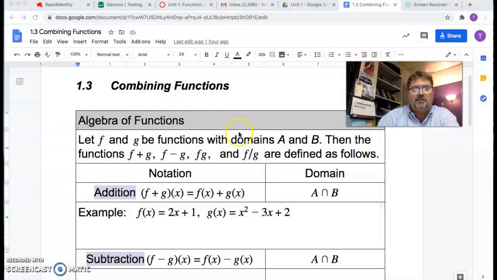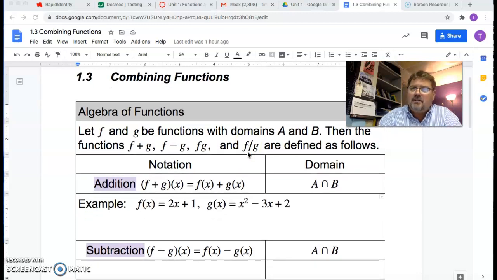It's called combining functions. And simply put, this means you're going to add some functions, subtract some functions, and just do basic operations. So it says let f and g be functions with domains A and B. Okay, so we can't assume the domains are the same. In other words, f and g have different domains, A and B respectively. And then it shows down here the notation.